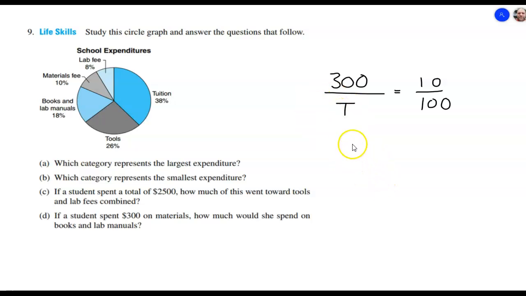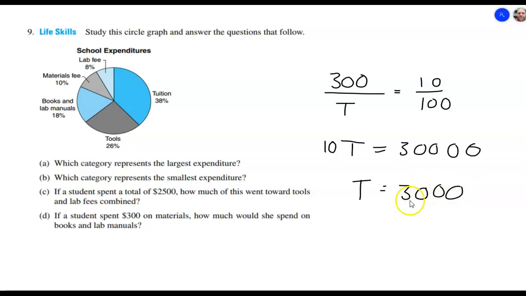So 10T, if you cross multiply, is equal to 30,000, excuse me. We divide by 10, we're going to get T is equal to $3,000, which means that if they spent $300 on materials, they did a total expenditure of $3,000.